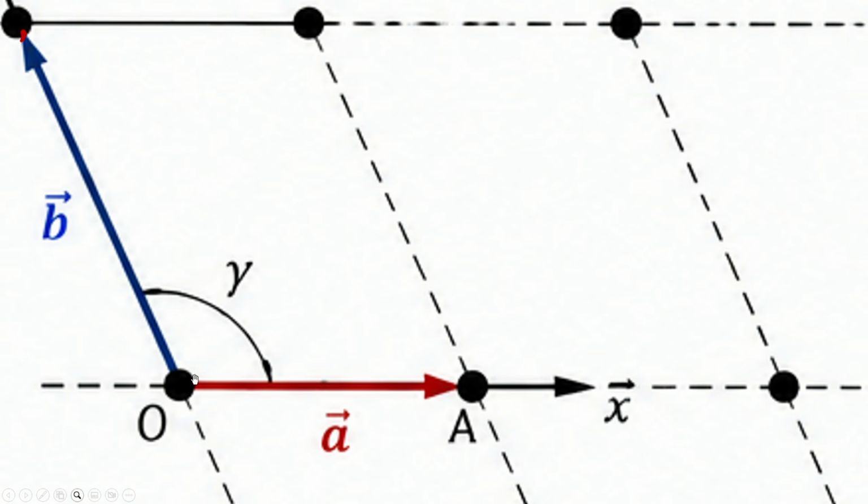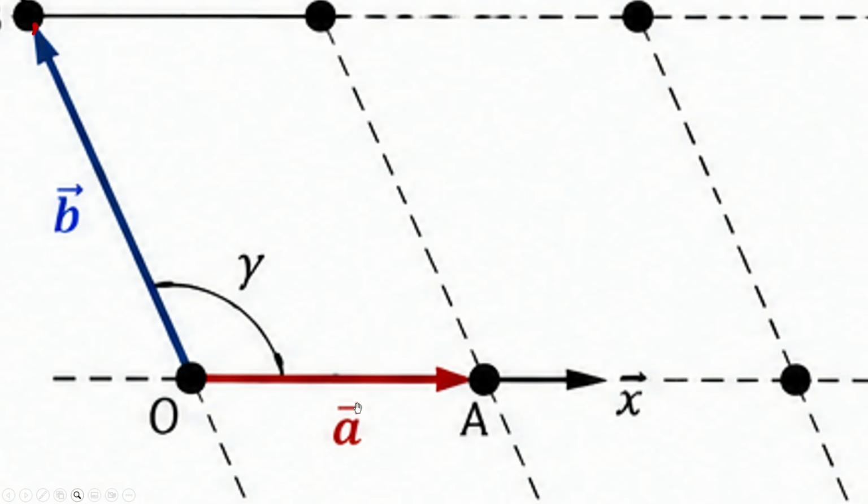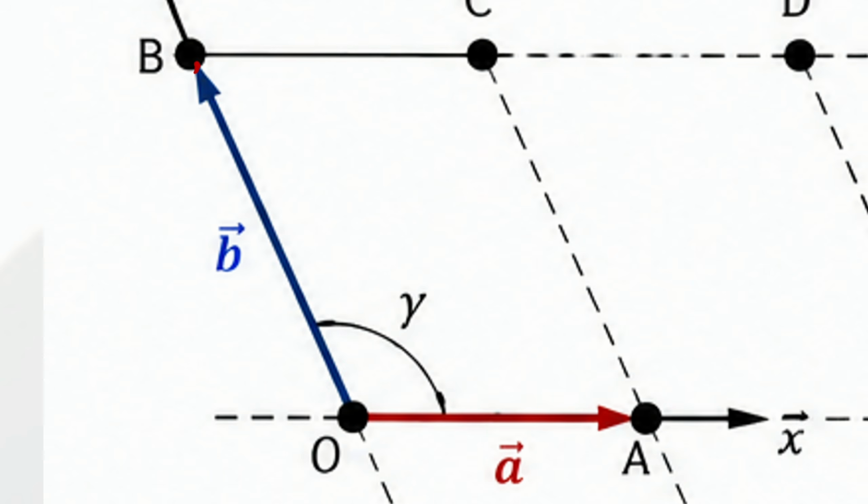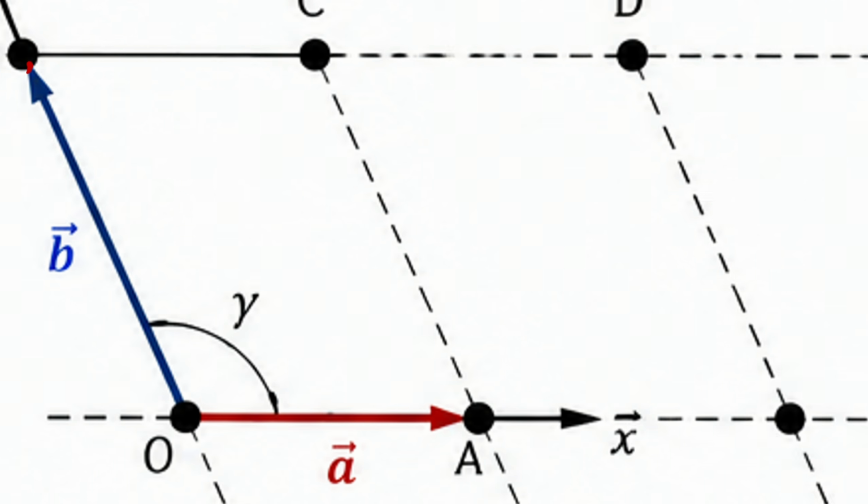So for me to move from point O in the lattice and go to point A, I need to move this vector, small letter A. This is the vector showing the displacement, or the vector showing my movement from O to A. If I want to move from this reference point from O to B, I need to move a displacement vector, which is this B here. So the lattice vector shows me how to displace or move from one lattice point to another.